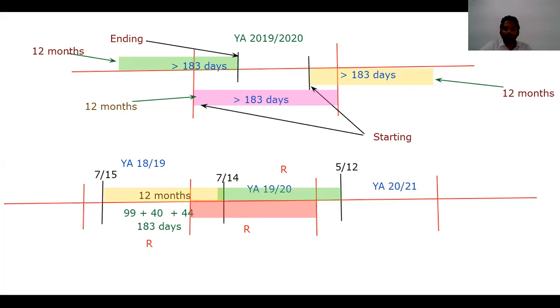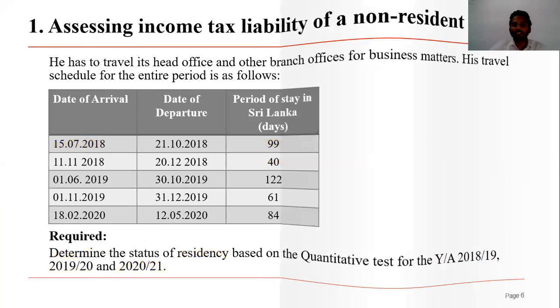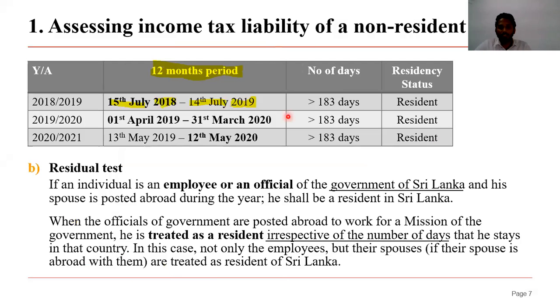Right? Then I am moving to the answer given in the tute. Right? Then all 3 years he is a resident, and the final test is also we need to look at the residual test. The residual test is mainly something you can take as easy for you to determine.